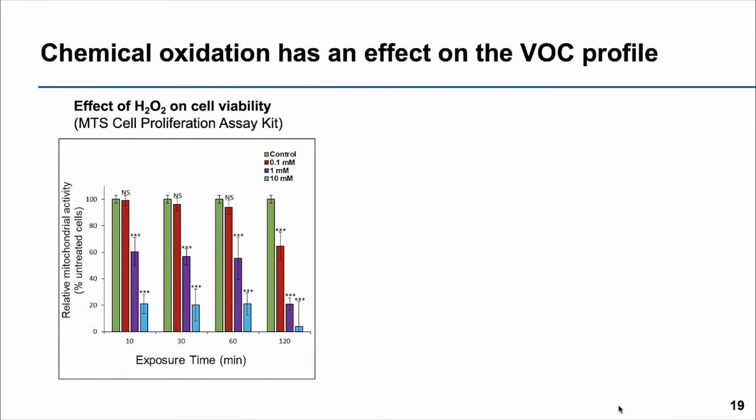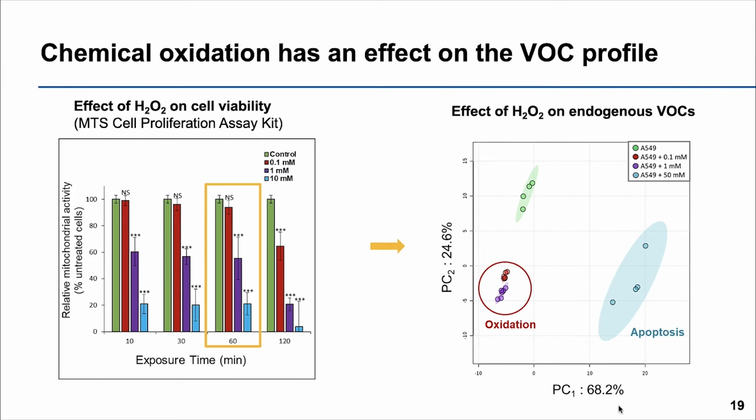So as I say, we evaluated different things like exposition time and exposition concentration to the stressing agent. Here you have the cell viability test for the H2O2 at different concentrations. And we really focused on making sure that we had conditions that were not affecting cell viability. So here we selected 0.1 millimolar during 60 minutes.